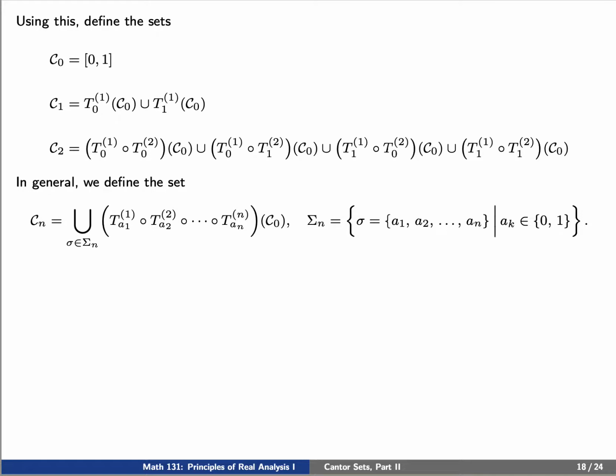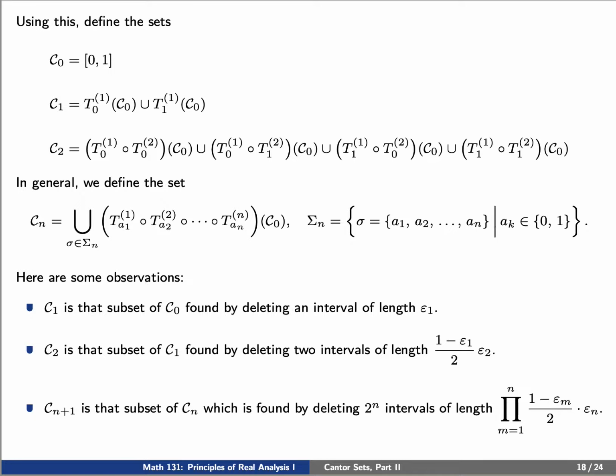Think of this as for C0, we have just one interval. For C1, we have two intervals. For C2, we have four intervals. And in general, for Cn, we have 2 to the n intervals. These various intervals we will keep track of by the numbers 0 and 1. This will be the set sigma, which really is a sequence of zeros and ones.